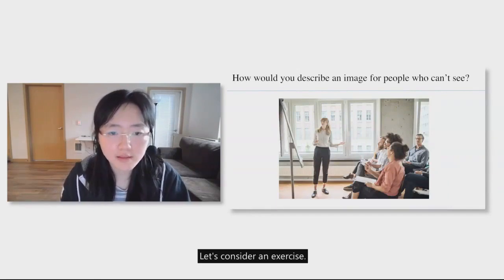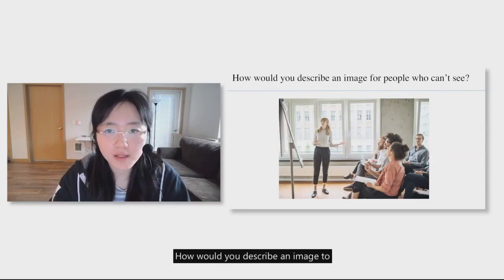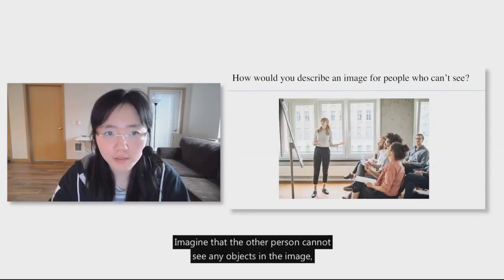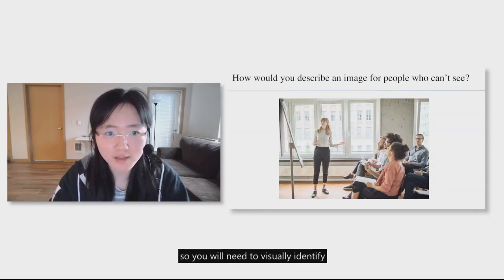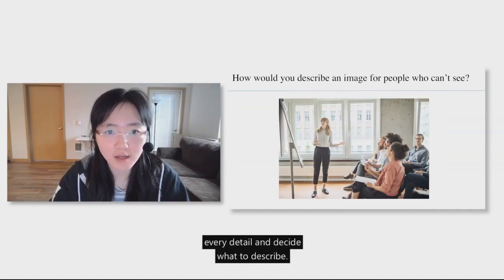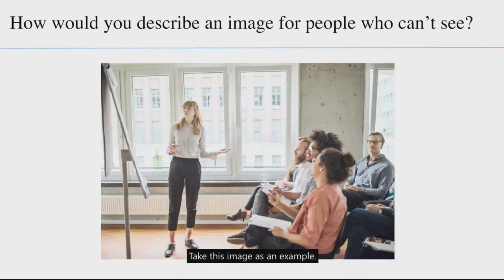Let's consider an exercise. How would you describe an image to another person who cannot see it? Imagine that the other person cannot see any objects in the image, so you will need to visually identify every detail and decide what to describe. Take this image as an example. You see a lot of scenes in the image.